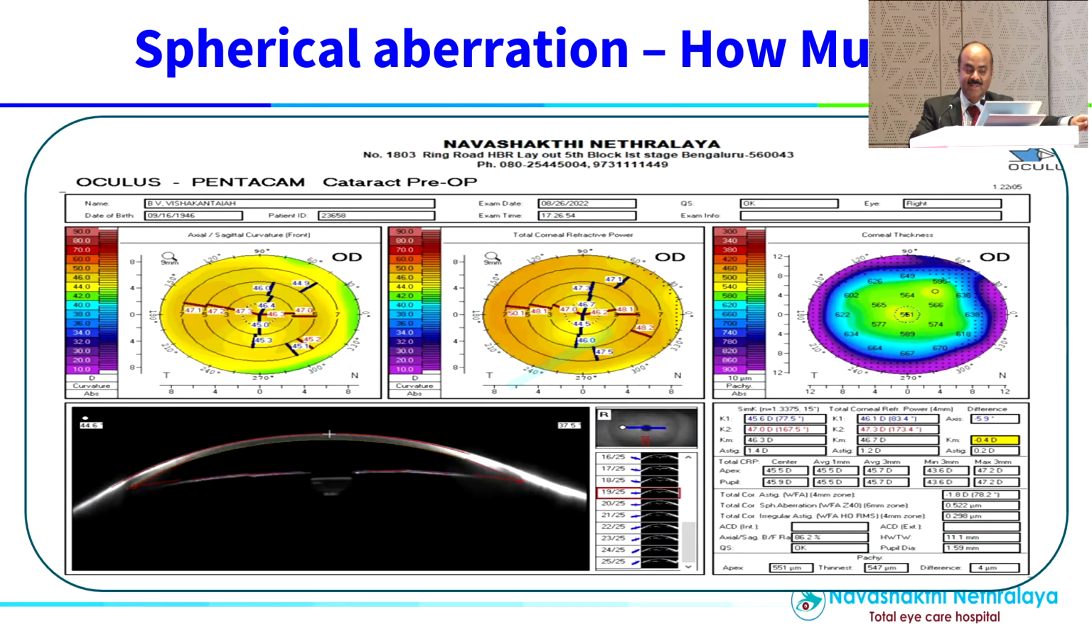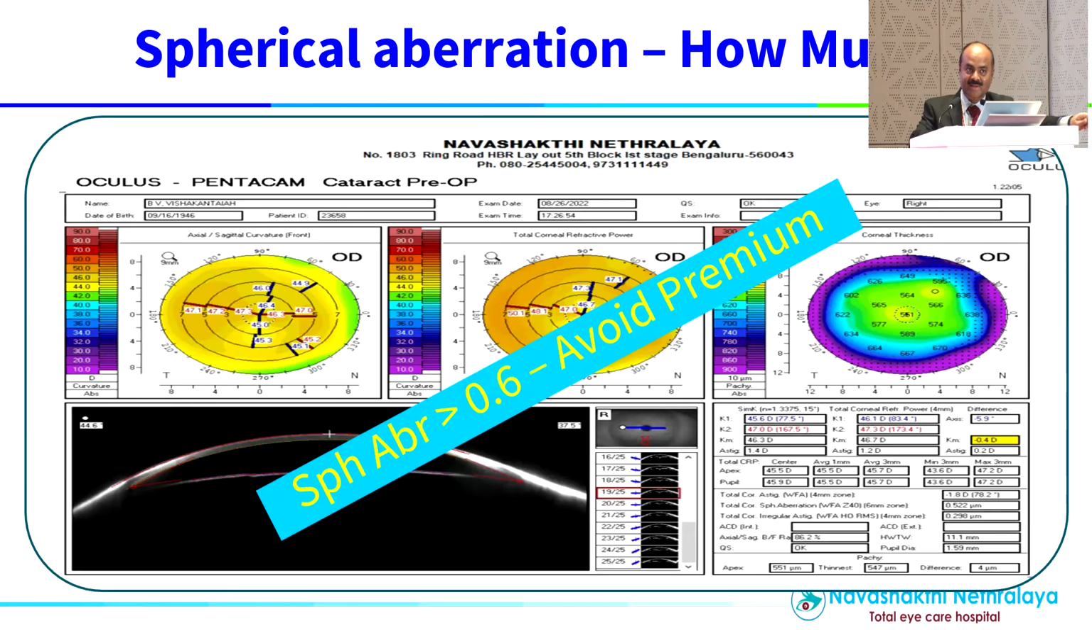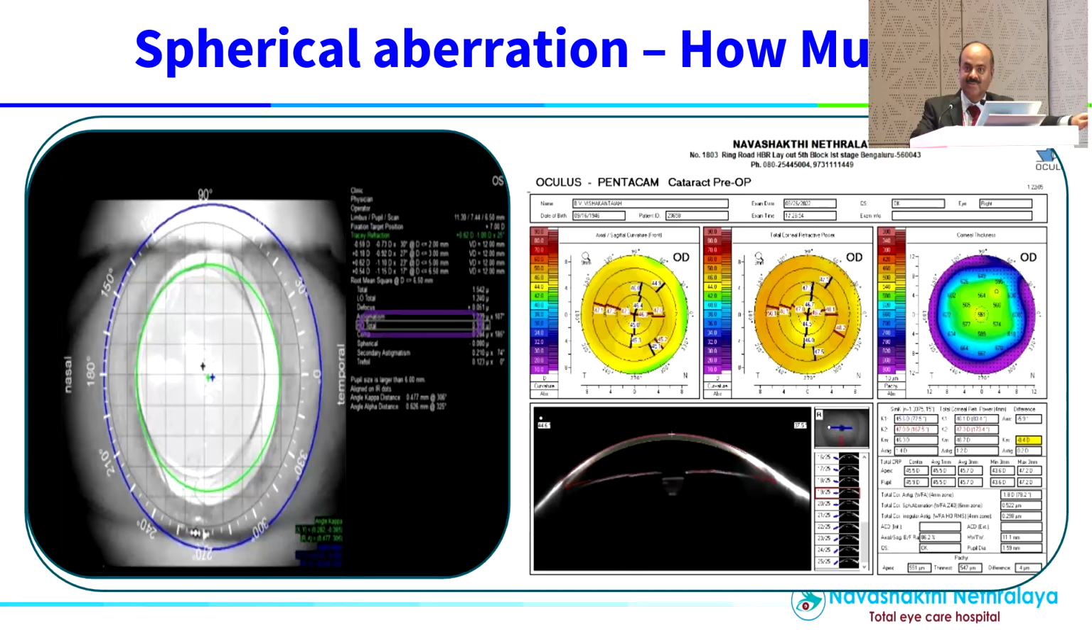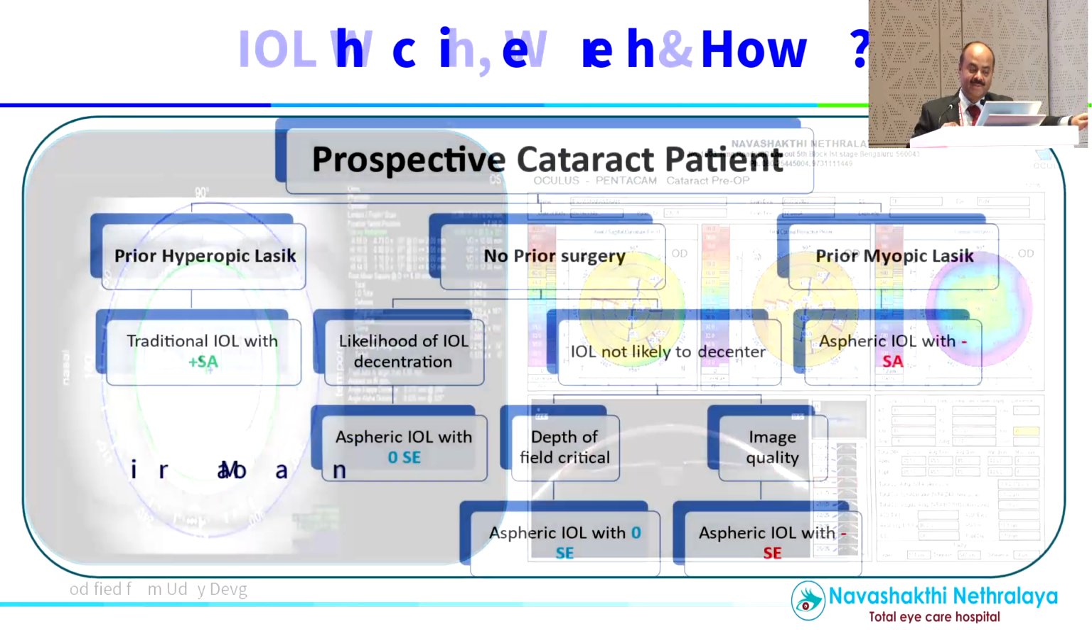Where do we look at it? Just like what I showed in my previous slide, I have a Pentacam, and I look at the spherical aberration there. A better option would be to use an iTrace, like I said. Anything above 0.6, avoid all advanced IOLs. It's not just the IOL that provides vision to the patient. We have already emphasized in the previous talk that there are a lot of things, and one of them happens to be the spherical aberration.